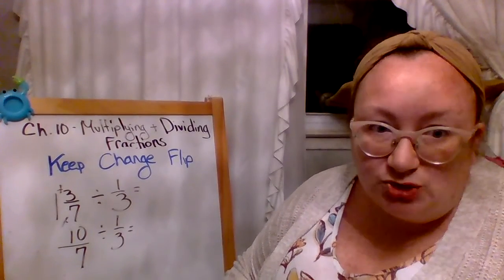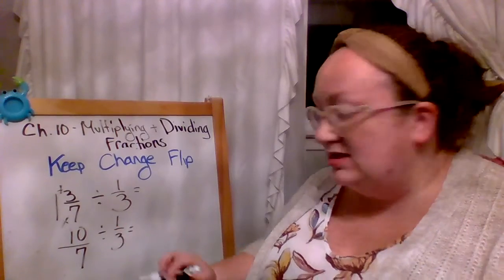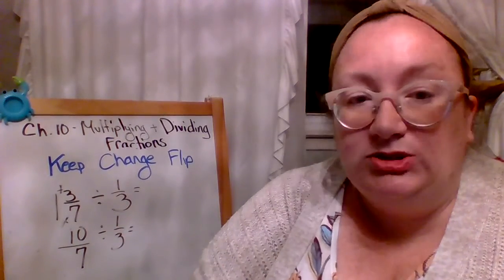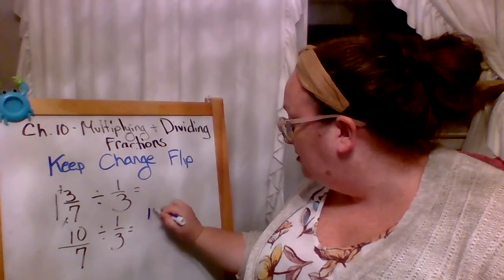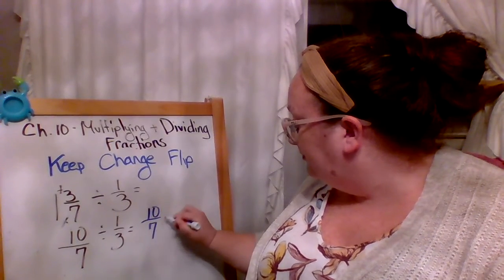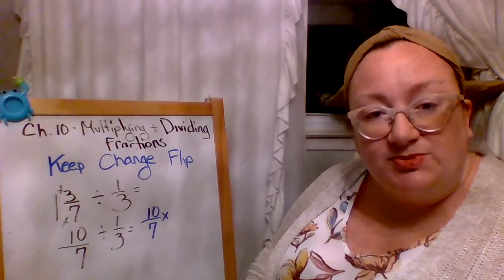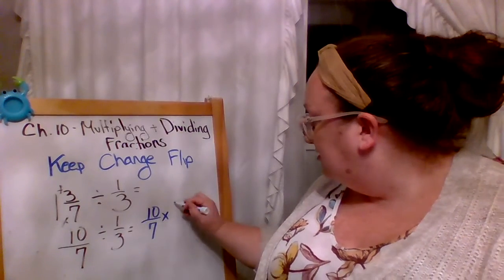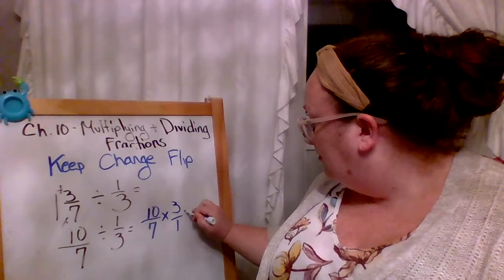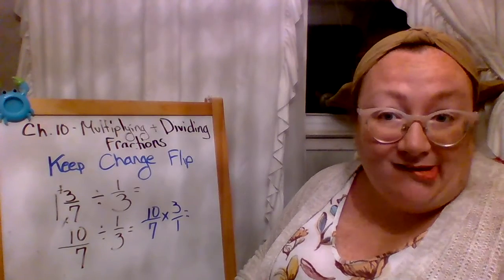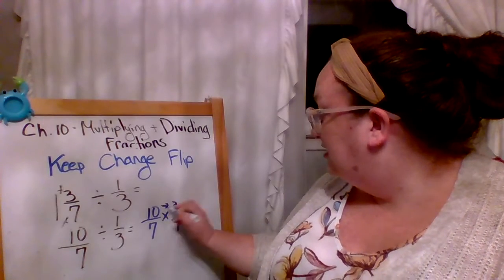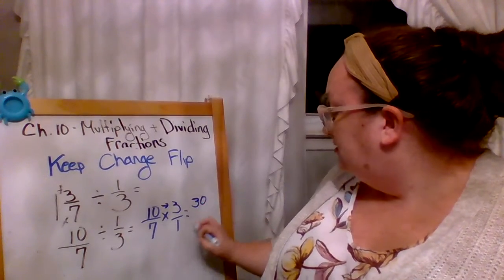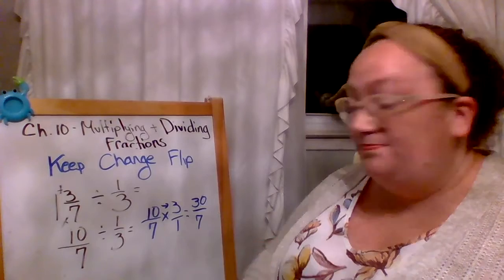Now I can keep, change, flip. So let's do that. First things first, grab a different color so you guys can see. So I'm going to keep the first one, 10/7, change to multiplication, and flip this one. All right, cool. Now we're going to multiply across. 10 times 3 is 30. 7 times 1 is 7.